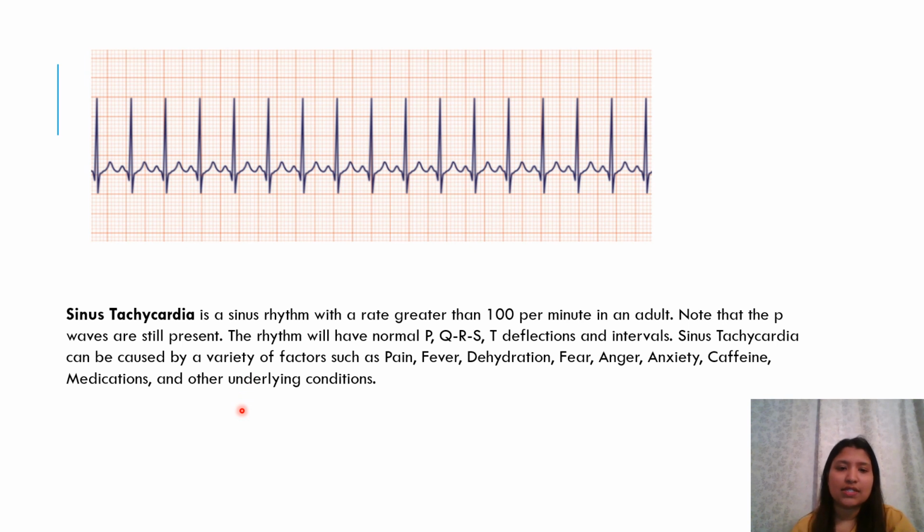Let's see what is sinus tachycardia. As its name says, it's a sinus rhythm with greater than 100 per minute in an adult. Note that P waves are still present. The rhythm will be normal. There are P, Q, R, S and T deflections and intervals. This sinus tachycardia can be caused by a variety of factors such as pain, fever, dehydration, fear, anger, anxiety, caffeine use, some medications and other underlying conditions.